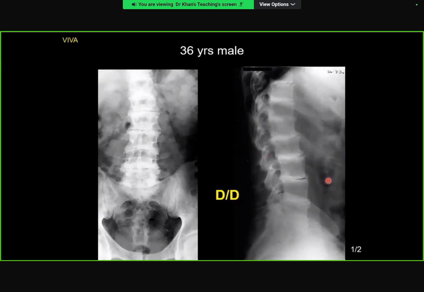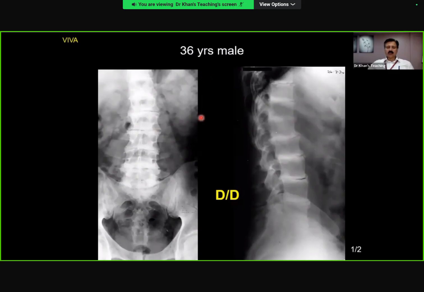And on the AP film, is there anything here? What is this where I'm pointing out? So there is sclerosis at the superior and inferior end plates. In between the sclerosis, there is also calcification or ossification of the intervertebral disc. So here you are, again, calcification of intervertebral disc.